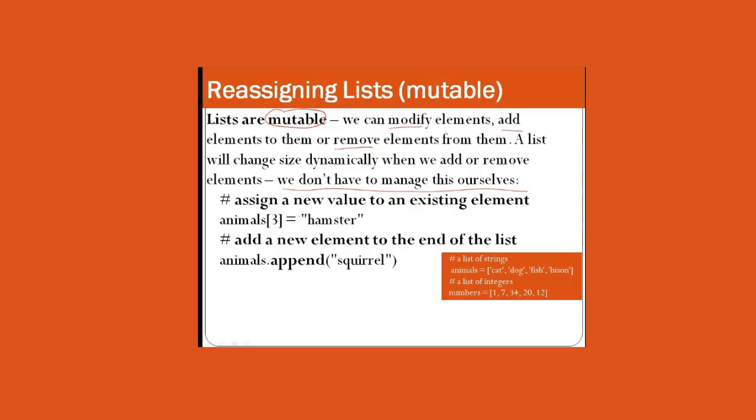Suppose this is your 0, this is your 1, this is your 2, this is your 3, fine. So you are assigning the new element over here, and this bison will be replaced with hamster. Adding a new element to the end of the list: here you are adding by using the method append. Animals dot append squirrel. So squirrel will be added at the end of the list.